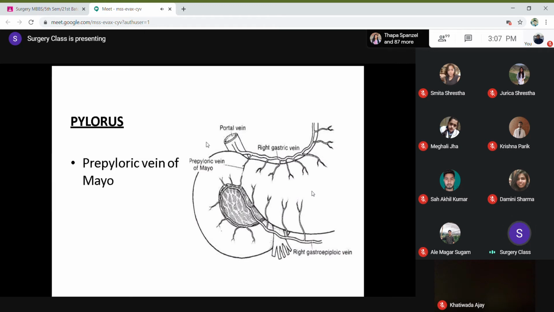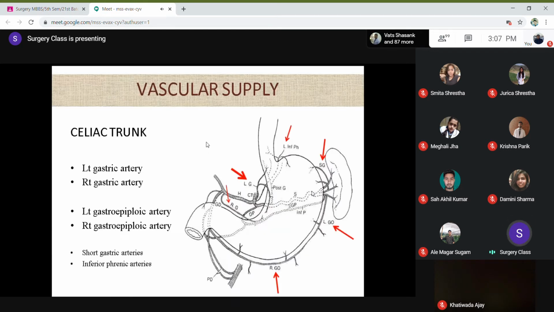So whenever you see the anatomy of the stomach, and as you can see the vascular supply, you can see the celiac trunk here, the left gastric artery. The left gastric artery supplies the stomach and the lower end of the esophagus.